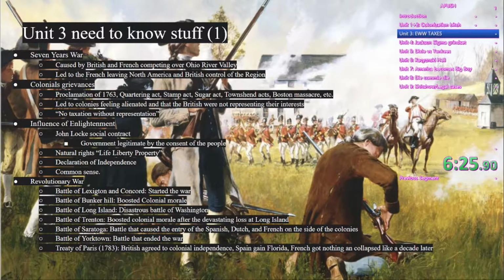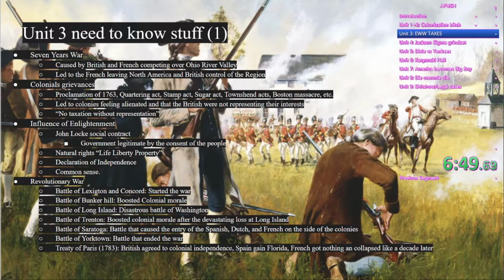The Seven Years' War was pretty much caused by French and British competition over the Ohio River Valley. The effects of the war are that the French left North America and the British gained control of North America. Let's not complicate things.